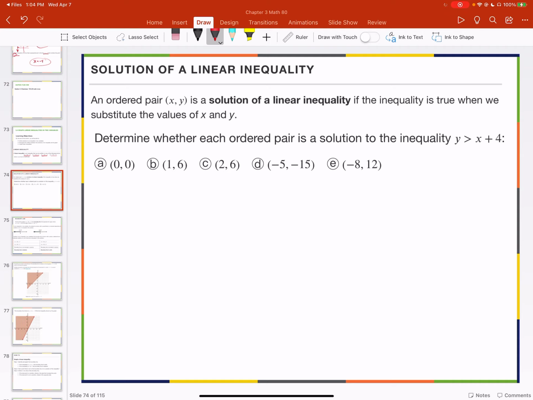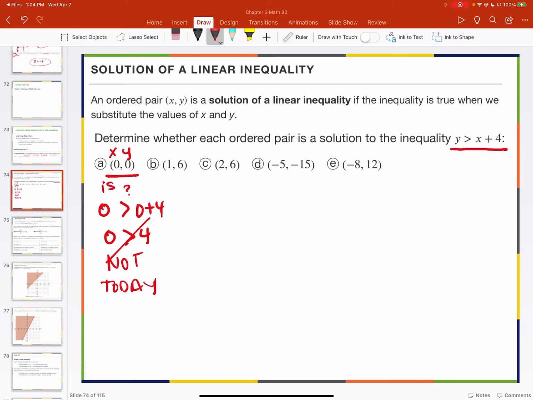Here, let's say for instance, we have y is greater than x plus 4. When you're talking about solutions to this inequality, we're asking what are all possible points on the plane that satisfy this inequality? So let's see, for instance, (0, 0). This is x and y, right? So the question is, is 0 greater than 0 plus 4? Is 0 greater than 4? No. So that's not a solution.